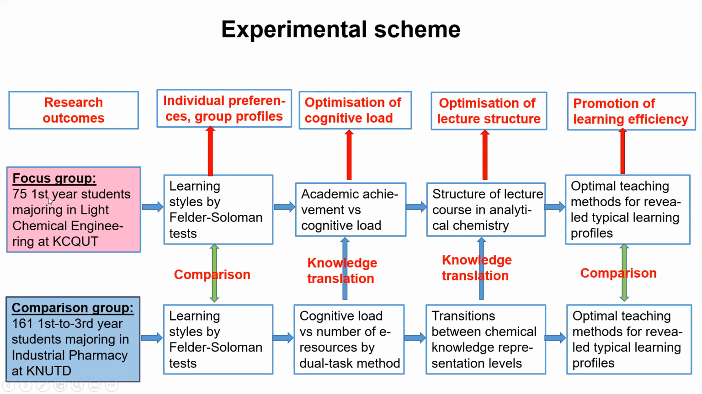The second line shows research done for teaching Chinese students. We have a focus group that contains 75 first-year students majoring in light chemical engineering at Qilu University. The third line shows our results with individual preferences and group profiles for both of our groups, optimization of cognitive load, optimization of lecture structure, and as a result, the promotion of learning efficiency.